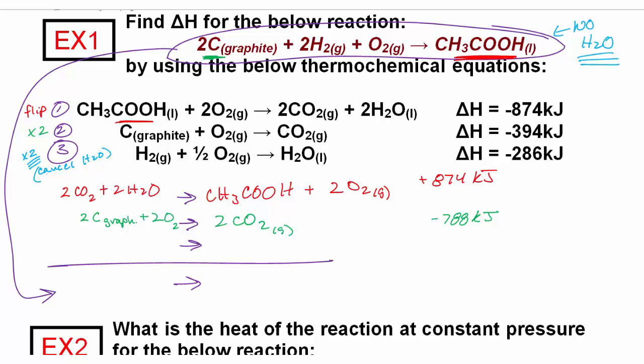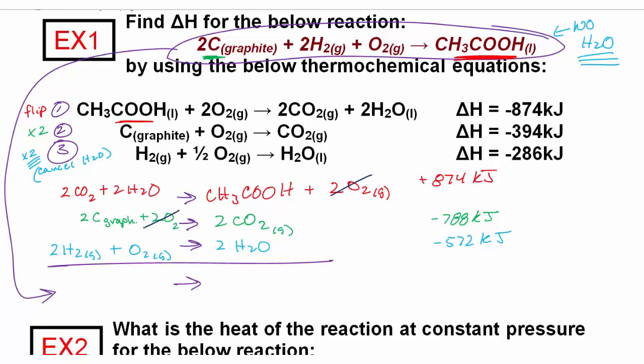So if I multiply through by 2, I'll have 2 hydrogens and 1 oxygen forms 2 waters. Multiply through by 2, a negative 286 times 2 is a negative 572 kilojoules. So if I add this stuff up, let's see if I get the right answer here.